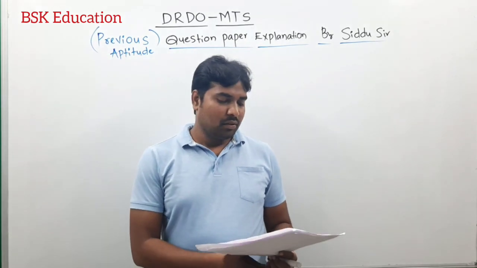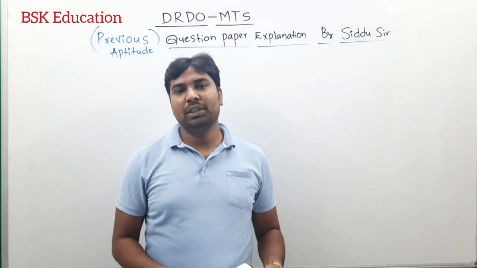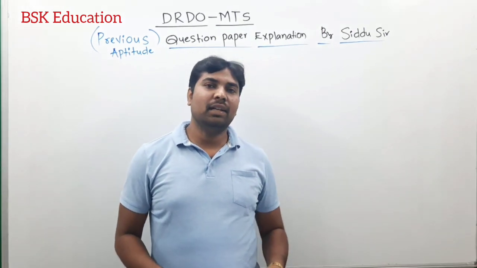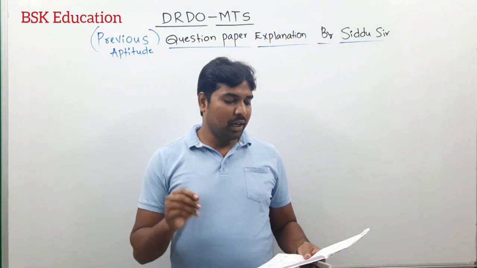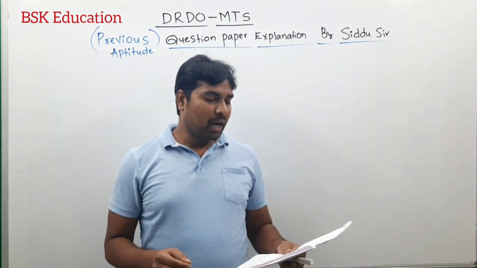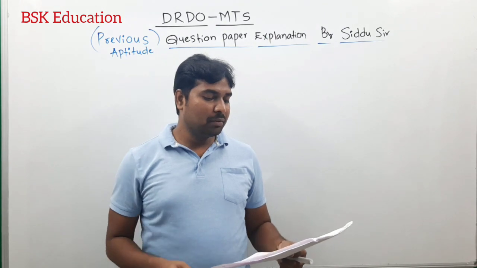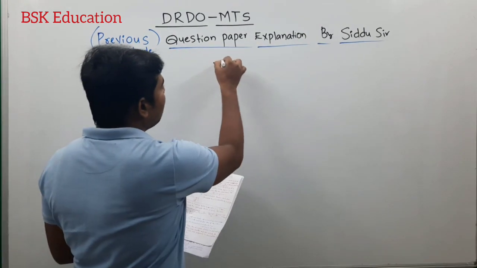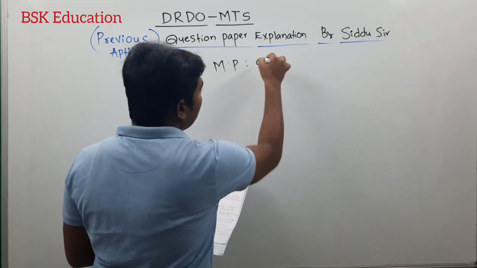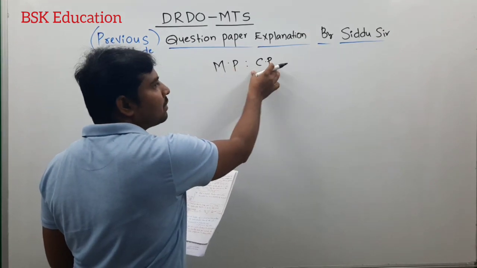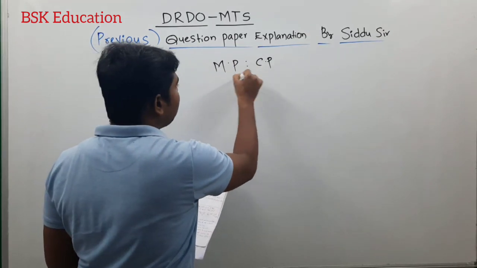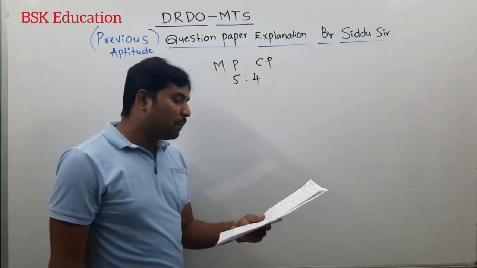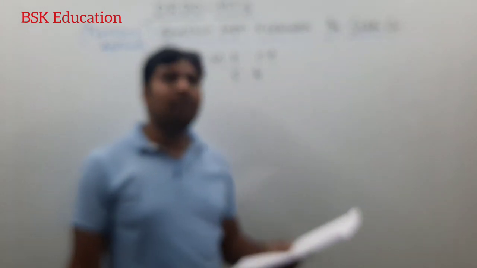Okay guys, we will discuss the fifth question. This question is based on profit and loss. I have to read the fifth question once. The market price and cost price of an article are in the ratio 5:4. Simple thing. If the profit earned by selling the article is 12.5%, then what is the discount percentage? See guys, this question is based on the discount.